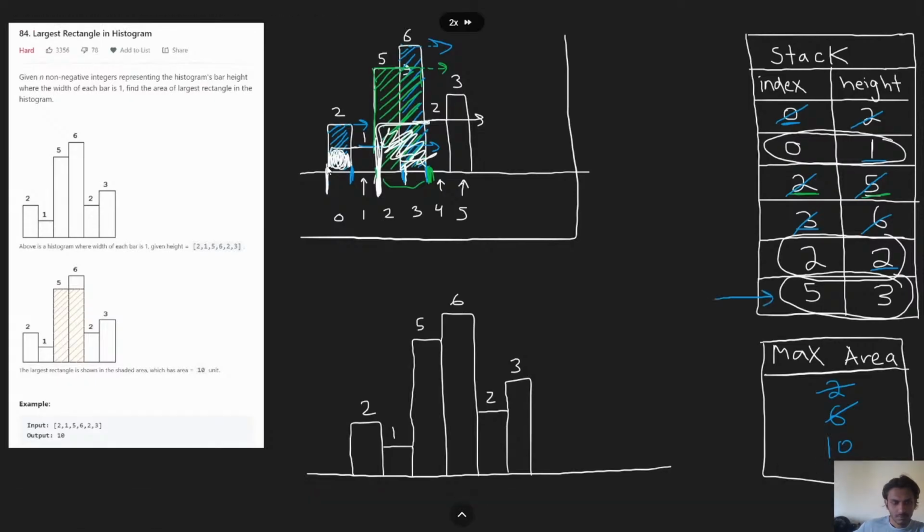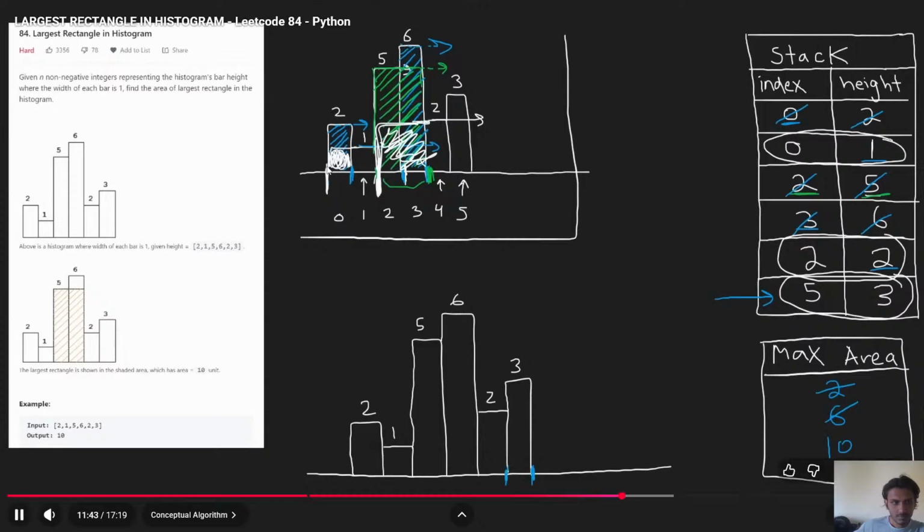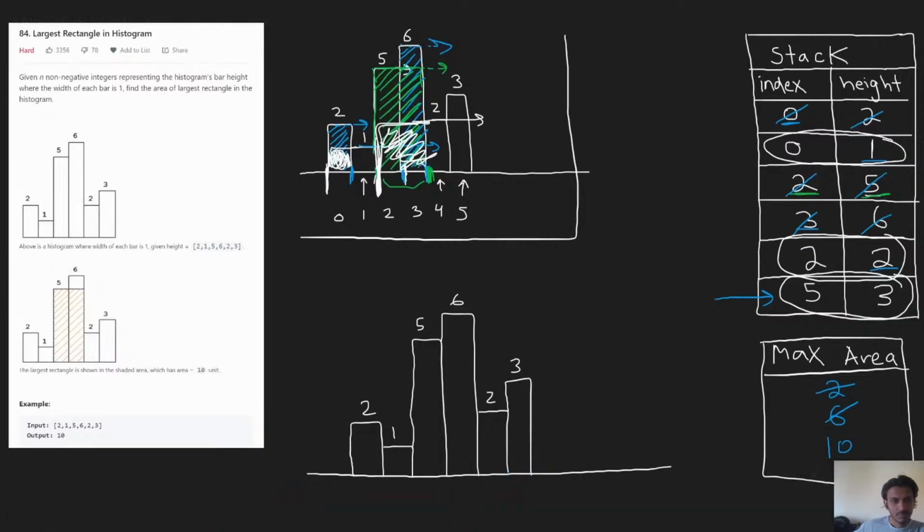So let's start at this last one. At index 5, it started and it had a height of 3. So it started at index 5 and went all the way to the end of the histogram. So that means the length of it was just 1. The height is 3, so we can compute the area as having an area of 3, right?